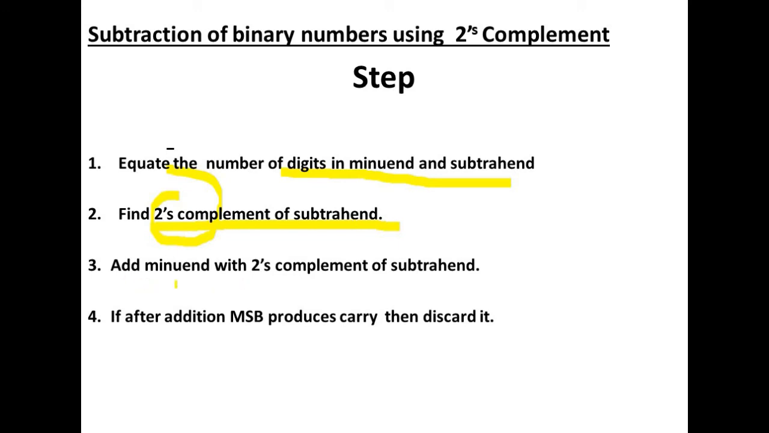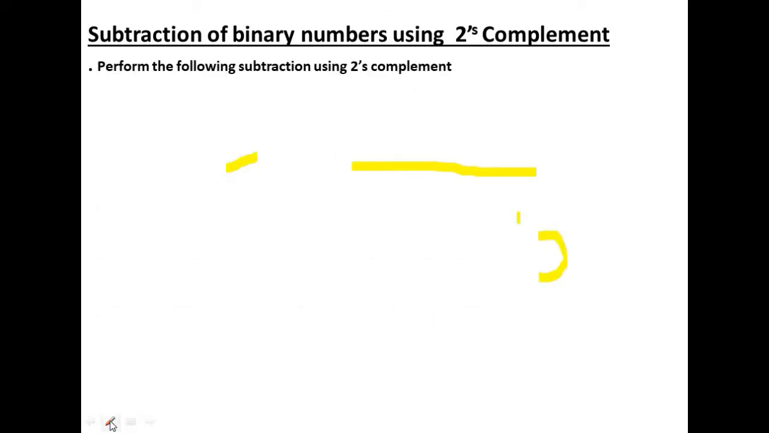Then the step remains the same: add the minuend to the 2's complement of the subtrahend. For the last step, if after addition the MSB produces a carry, then we have to discard it. In the 1's complement method, we added this carry to the produced sum, but in the 2's complement method, we have to discard it. Let us understand these steps with the help of some examples.